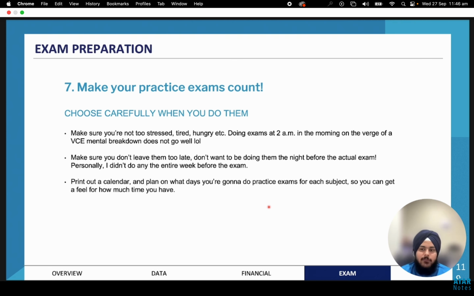At the beginning, this might not really make sense, but as you get closer and closer to the exam, try to do them extremely under exam conditions. What I mean is, do them at the exact time when the exam is scheduled. So if it's in the morning, do them in the morning. If it's in the afternoon, do them in the afternoon. Really try to replicate those conditions as best as possible.